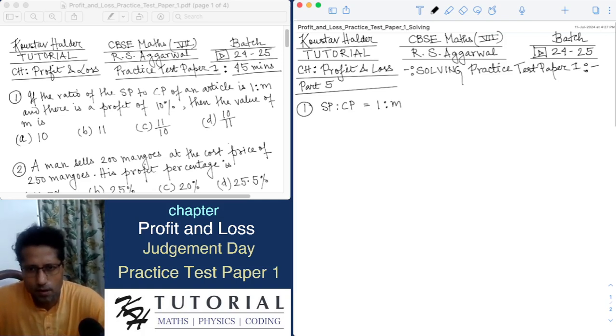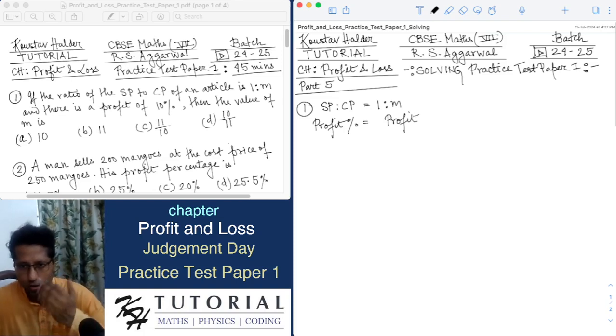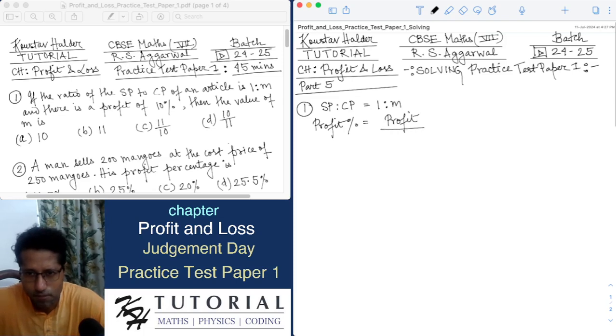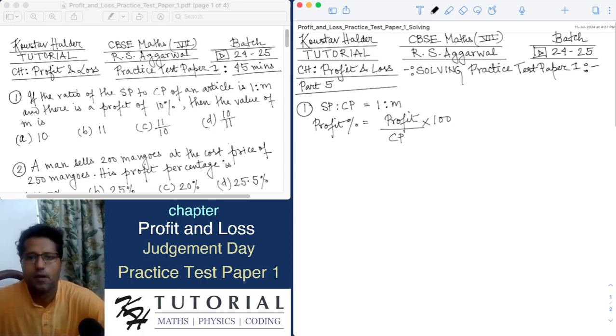So now, profit percent. What is the profit percent? From the very basics of profit, loss, cost price and selling price, we know that profit percent is the percentage of profit based on the cost price, which is profit divided by cost price into 100.